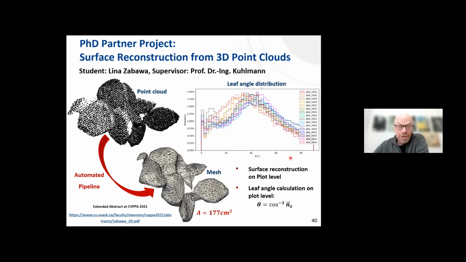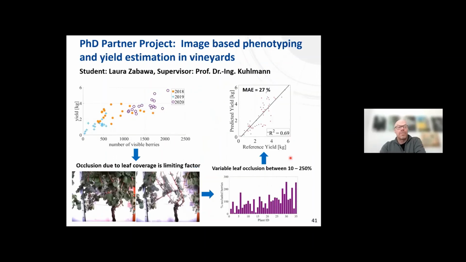The second partner project to mention is from Laura Zabava. They're actually sisters, so same surname. Laura is interested in grape yield, and she's using field data which were acquired in another project. She is in the meantime able to eliminate those parts which are not of interest for her, namely the leaves, to have a good look at the grapes itself.